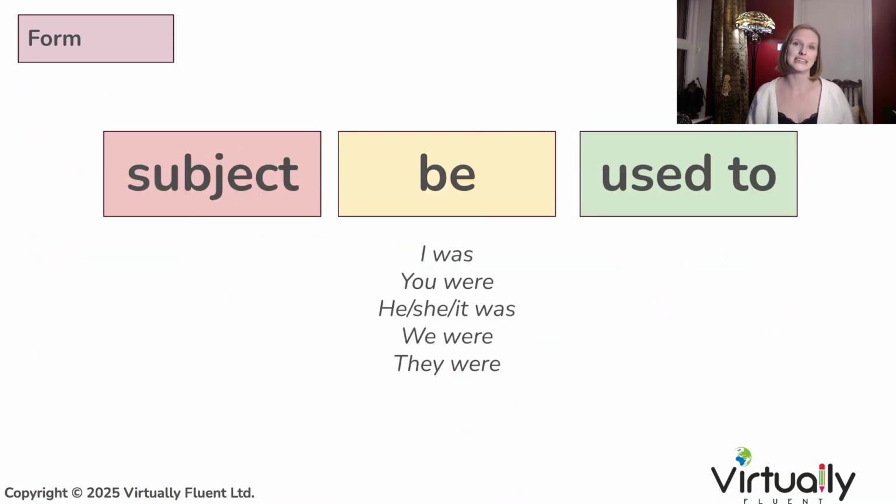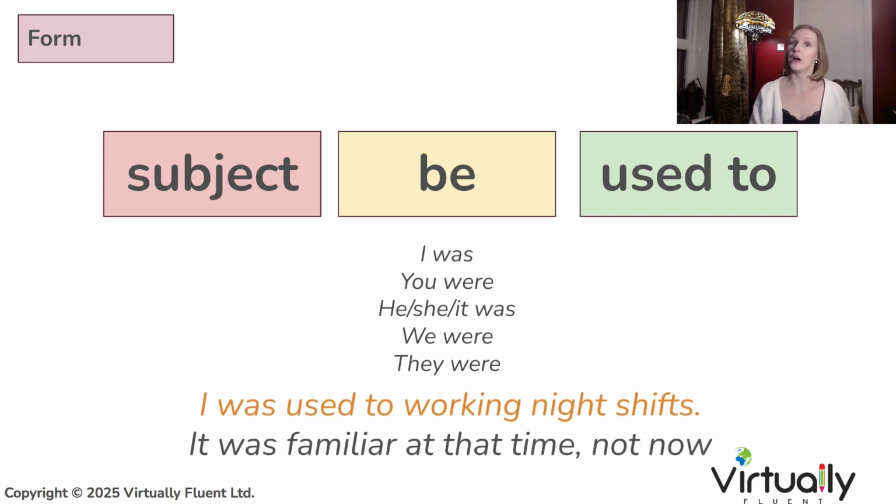The other important tense for this structure is the past simple, which is I was, you were, he, she, it was, we were, they were. For example, I was used to working night shifts. Now the meaning slightly changes here because we want to say that something was familiar and routine, but not now, in the past, at some past point. Typically, you will be given some sort of context for this sentence and you will have a past event that tells you when exactly this familiarity was.